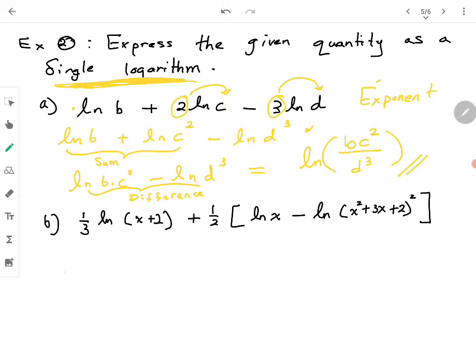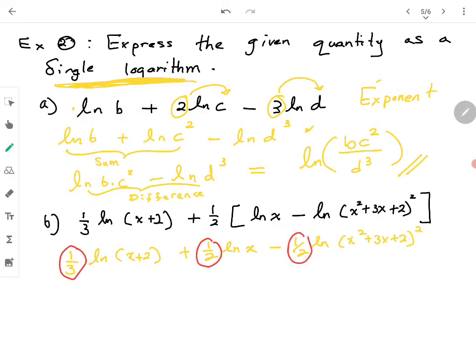Then the next example, 1/3 ln x plus 2. Get rid of the brackets, just multiply the half. Okay, once you get rid of the brackets, then look if the log terms have a constant in front. If it has, you need to move them to the exponent position.